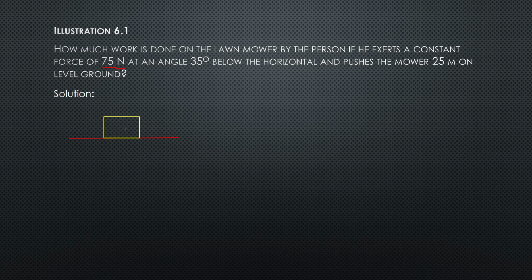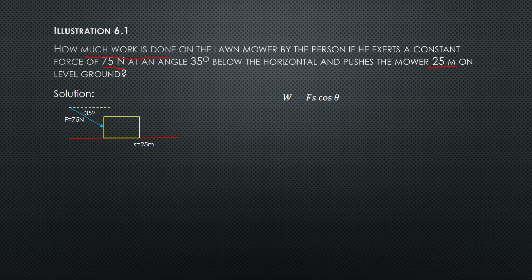So let's say this is the lawnmower and the person applies a force to the lawnmower of 75 newtons at an angle of 35 degrees below the horizontal, and pushes the mower 25 meters, so the displacement or distance moved by the mower is 25 meters. So the question is, how much work is done on the lawnmower?